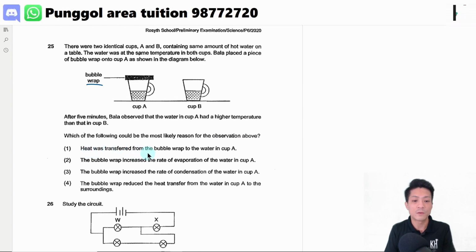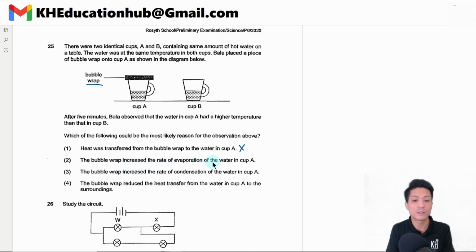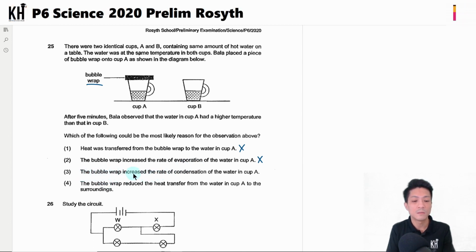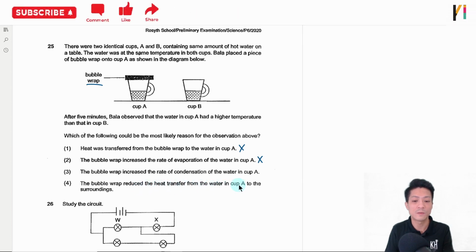Heat was transferred from the bubble wrap to the water in cup A. No. The bubble wrap increased the rate of evaporation of water in cup A. Also no, because if the rate of evaporation increased, then the temperature will drop faster. Bubble wrap increased the rate of condensation. Doesn't sound correct. Bubble wrap reduced the heat transfer from the water in cup A to the surroundings. Yes, so the answer is number 4.